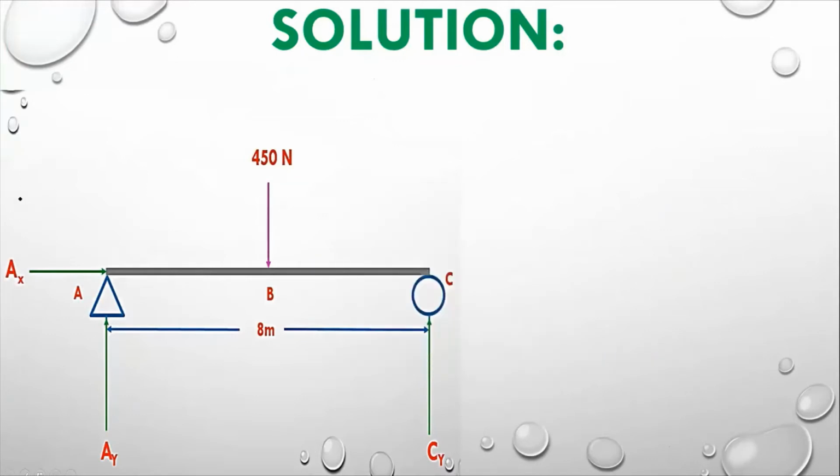If we are going to calculate support reactions, taking moments about point A, we have to rotate this force here, and you must know that the weight is acting at the center. So this one should be 4 meters, because the beam is equally divided into two halves. Support reaction is at the ends, so before the center and after the center there will be 4 meters. So AB is 4 meters and BC is 4 meters.